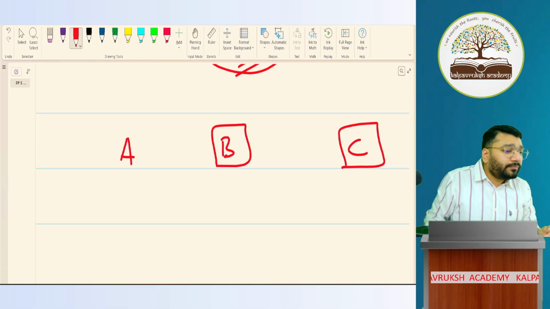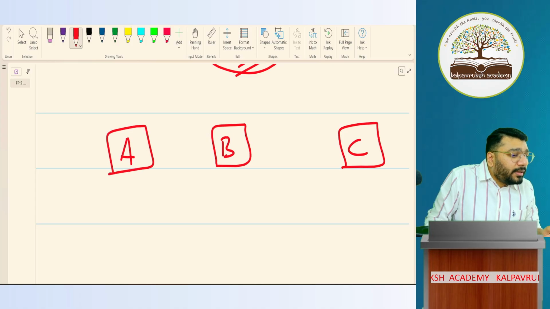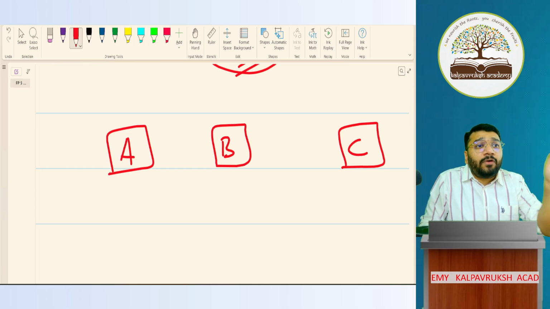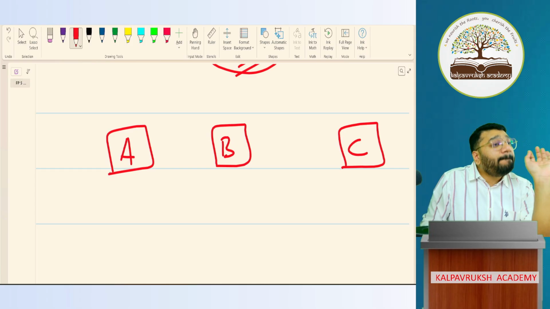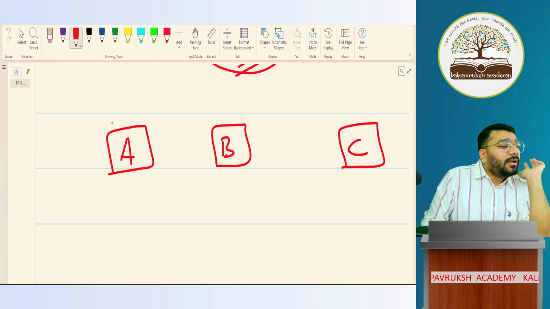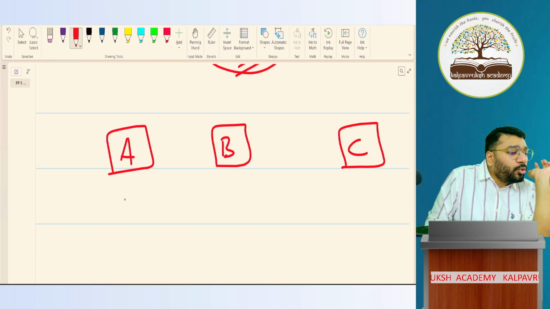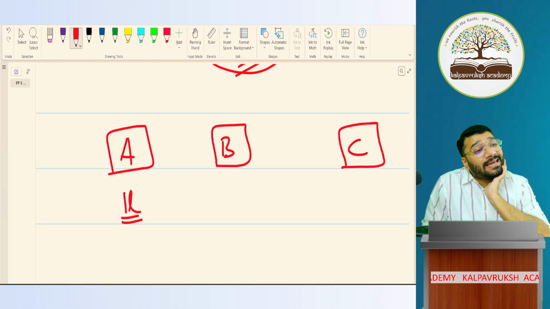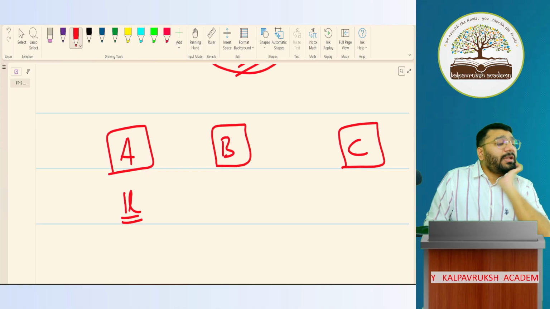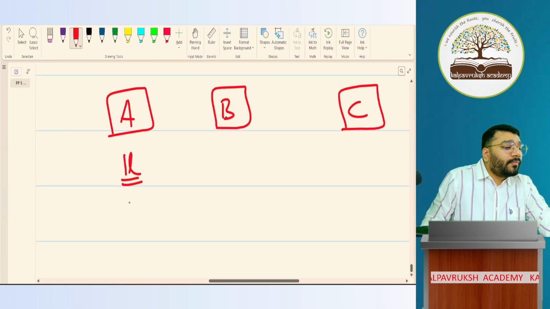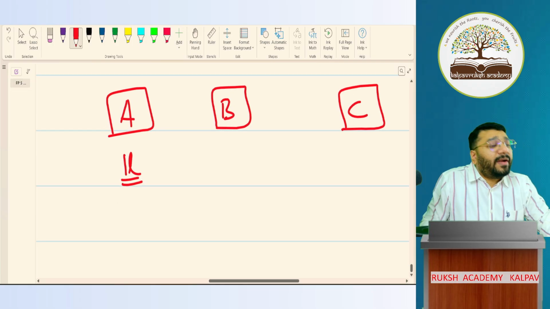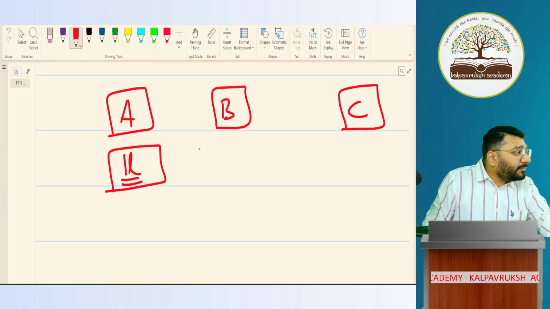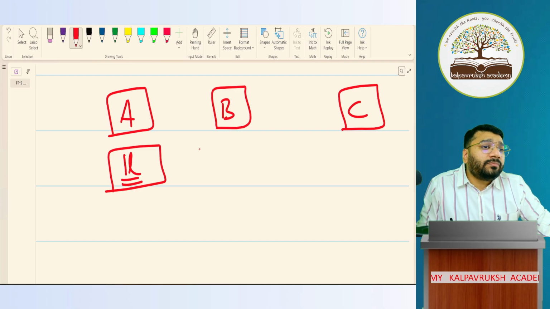Yes or no? Now, let's suppose A is responsible for purchase of goods. What is the responsibility of A? Purchasing of goods. He has purchased goods worth 1 lakh rupees on credit. Now, the firm does not pay this 1 lakh to the creditor. Now, the creditor will ask whom now?